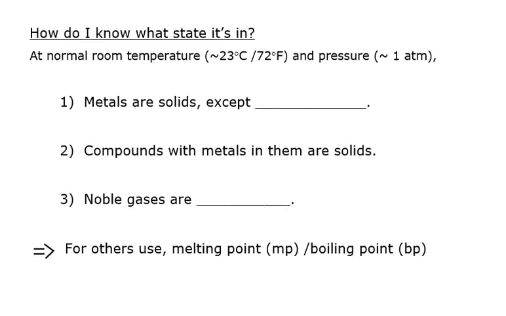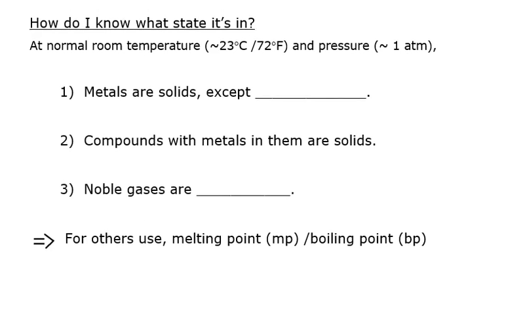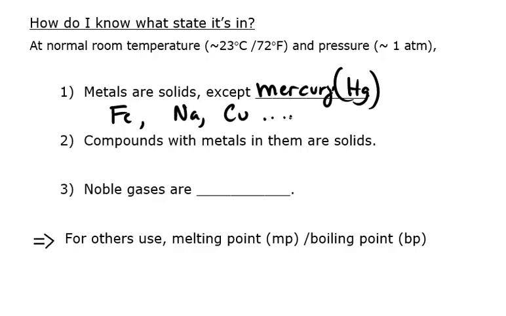Okay, so how do we know what state something's going to be in? Well, I'll give you a few guidelines. At normal room temperature, which is about 23 degrees C or about 72 degrees Fahrenheit, and normal room pressure, which is, depending on where you live, around 1 atmosphere, most metals are solids. In fact, all metals are solids except for mercury, Hg. So iron is a solid, sodium is a solid, copper is a solid, etc. If you see a metal, you know it's going to be a solid unless it's mercury.